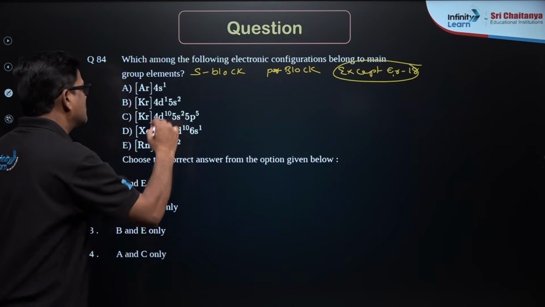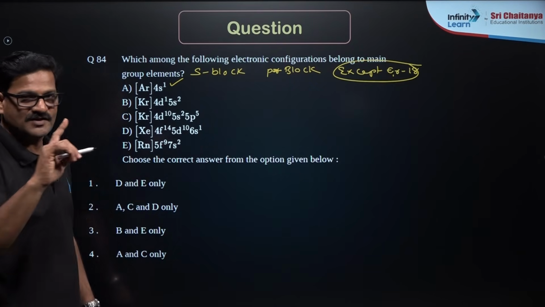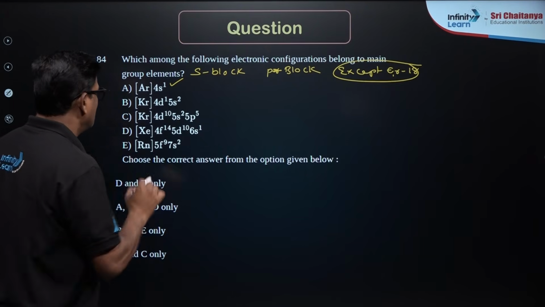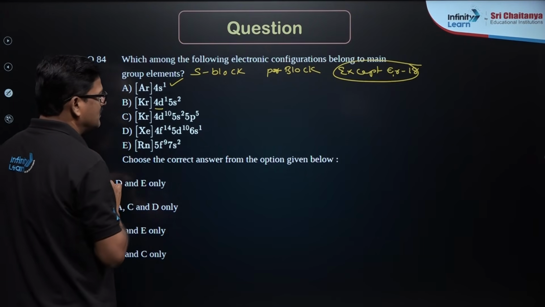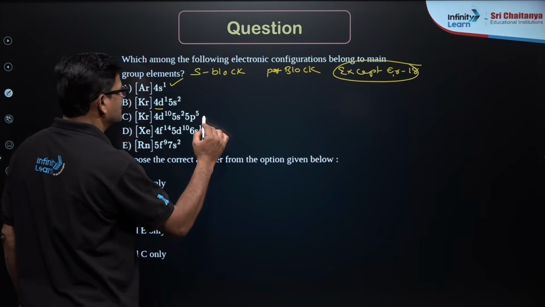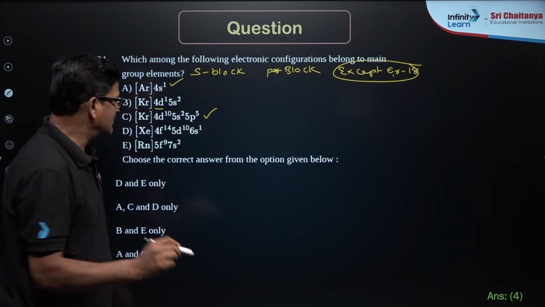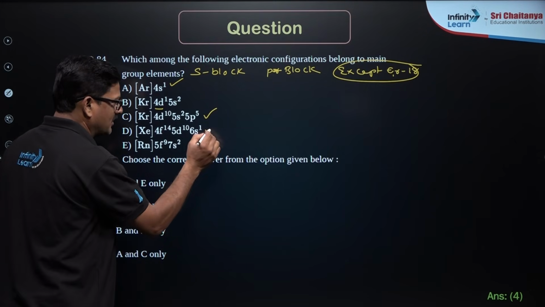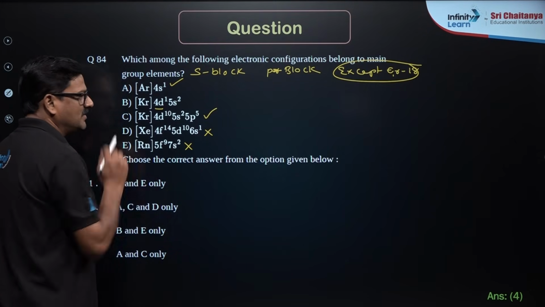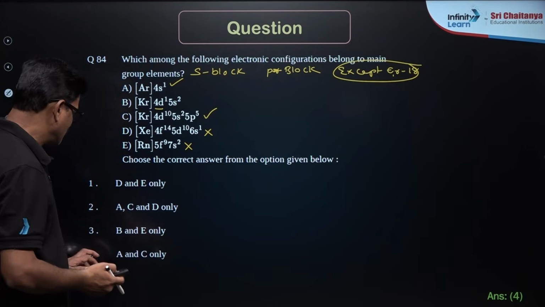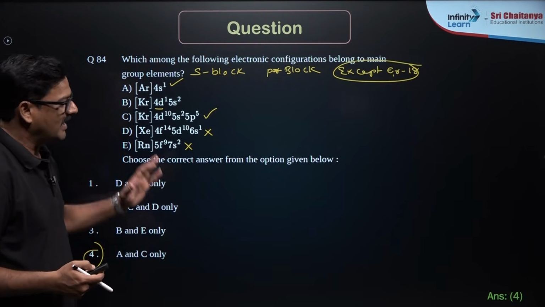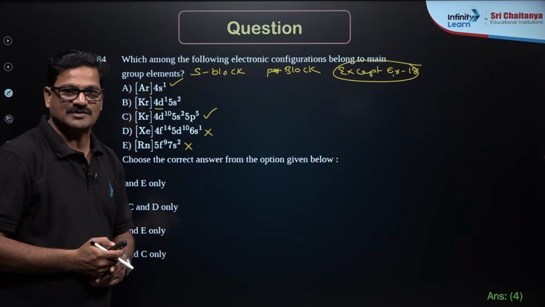All main group elements, this is the main group element 4s1, group 1 element, and it is a D block element and it is an S block element, and this is going to be F block element, and this is also going to be F block element. The answer for this question is going to be A and C is the correct answer for this question.